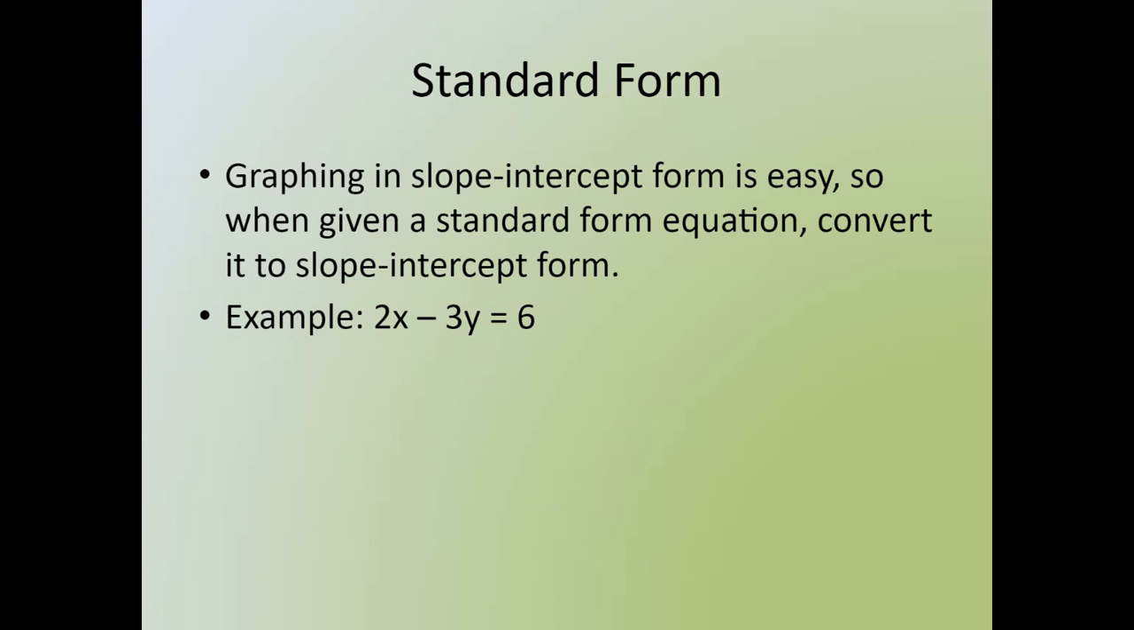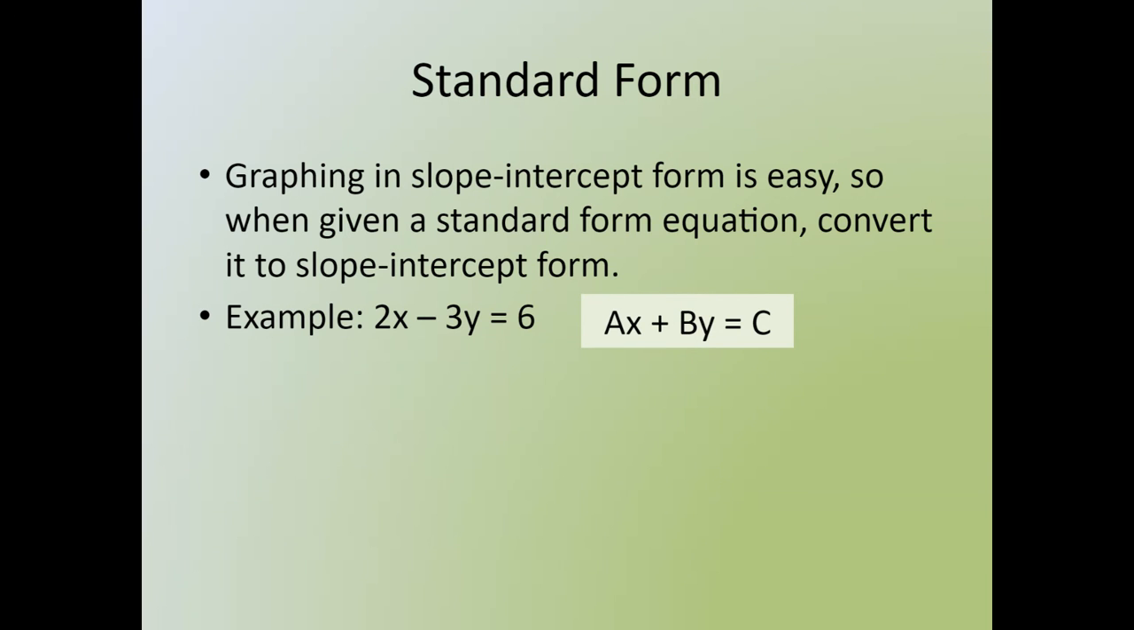Let's talk about standard form. Graphing in slope-intercept form is easy because we are able to identify the value of the slope and the y-intercept just by looking at the equation. So when given a standard form equation, we need to convert it to slope-intercept form. Here's another example. We are asked to graph 2x minus 3y equals 6.